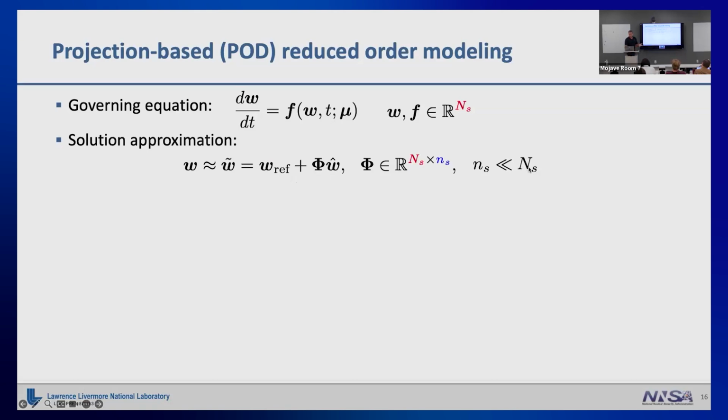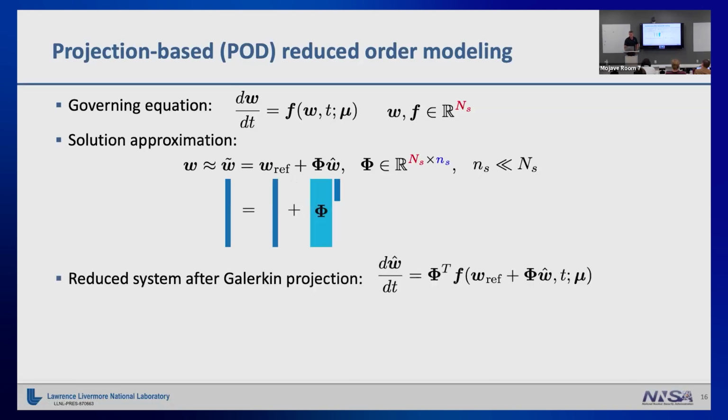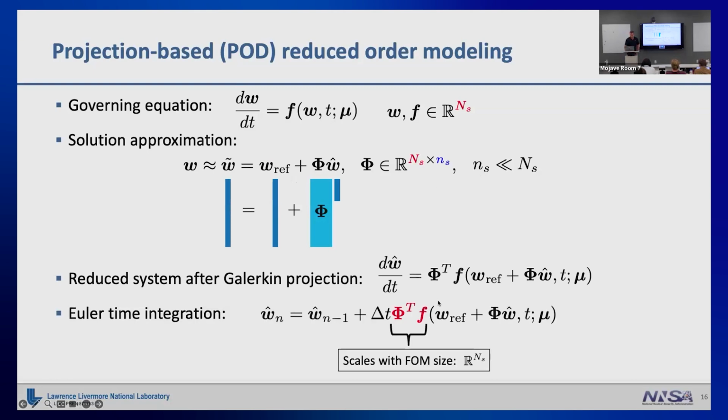So typically, as I said, you might reduce from, say, 1 million unknowns in the finite element space to, say, 10 to 20 reduced basis vectors. So you get a very tall thin matrix to represent that. And once you do Galerkin projection into that low dimensional subspace, you can project and propagate with some time integrator. For example, if you use Euler time integration, it would look like this.